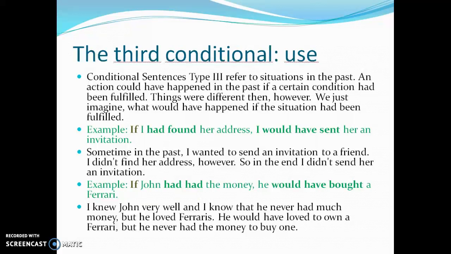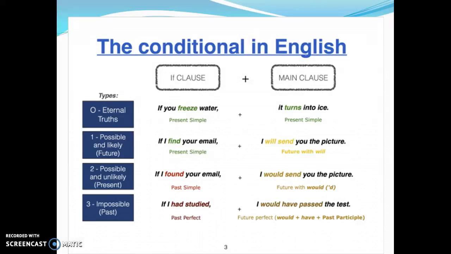Sometime in the past, I wanted to send an invitation to a friend. I didn't find her address, however, so in the end I didn't send her an invitation. Another example, if John had had the money, he would have bought a Ferrari. I knew John very well, and I know that he never had much money, but he loved Ferraris. He would have loved to own a Ferrari, but he never had the money to buy one.